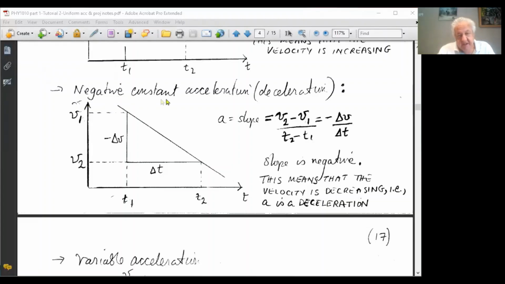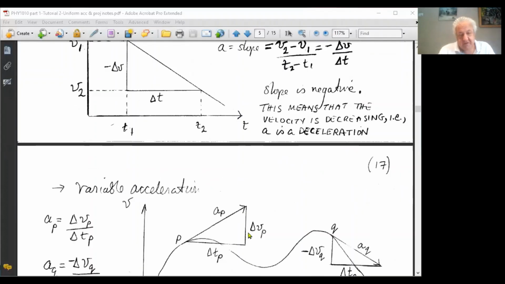We come to a negative constant acceleration or a deceleration. In this case, the final velocity is less than the initial velocity. So this time my interval v2 minus v1 is negative. Again, my time t2 is bigger than time t1, so the denominator is positive. My interval delta t is positive. Therefore, my slope is negative. For a negative slope, it means the velocity is decreasing, so that my acceleration is in fact a deceleration.